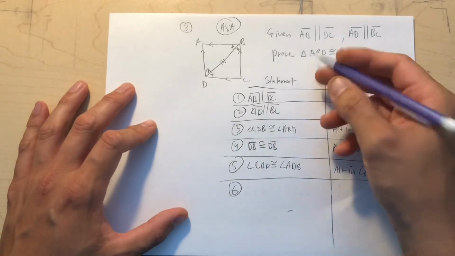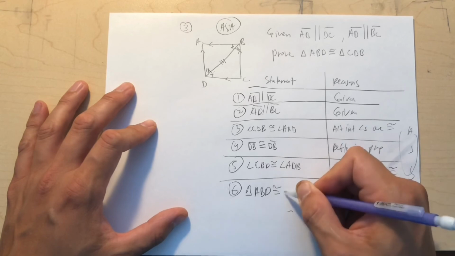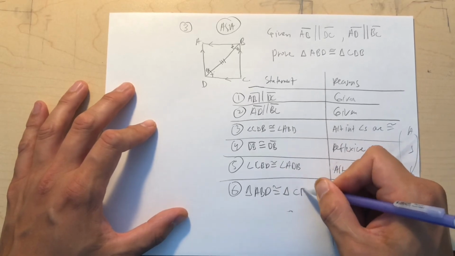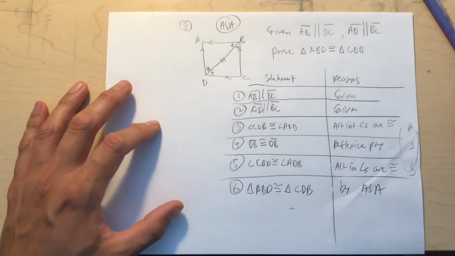Number 6. So therefore, we already proved it. So triangle ABD is congruent to triangle CDB by angle, side, angle. And that is it.